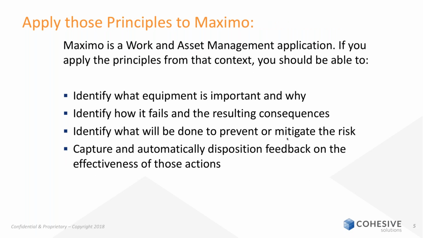Applying those principles to Maximo. Maximo is a work and asset management system. So applying those principles to the components that are in Maximo boils down to, let's identify what equipment is important and what makes it important. Let's identify how it fails and what the resulting consequences of that failure are. And let's identify what we're willing to do to prevent or mitigate the risk of that failure occurring. And then use the different modules to capture and automatically route feedback on the effectiveness of those actions and what improvements we need to make from a continuous improvement perspective.